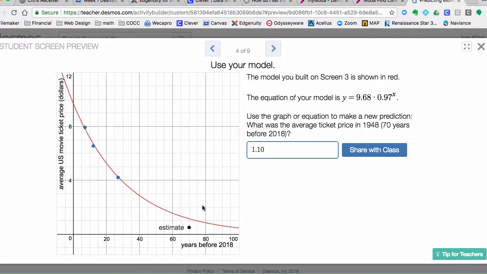All right, hopefully that gets you started and gets you thinking about how we can use exponential curves, whether it's growth or decay, to model certain types of problems.